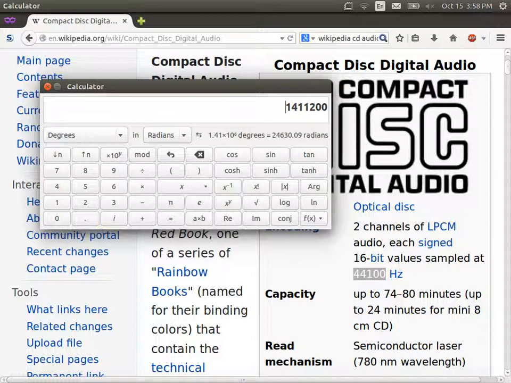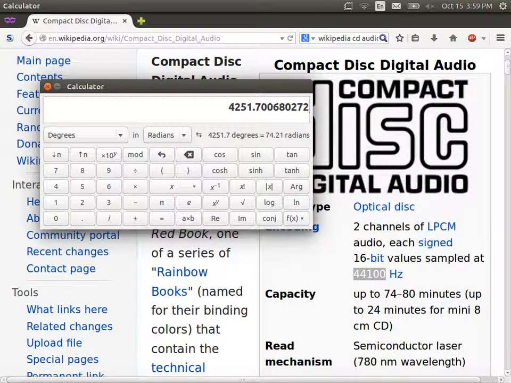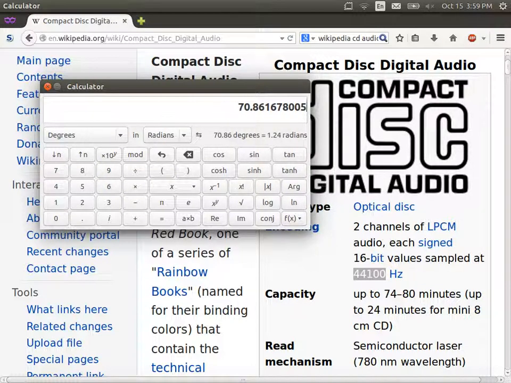How many bits do we have available on the CD? 750 megabytes. Convert to bytes. 750 megabytes times by 8, convert to bits, and divide. That is the total size, 750 megabytes, divided by the number of bits per second that we need to write to it, and that tells us the number of seconds, divided by 60 gives us 70 minutes about.